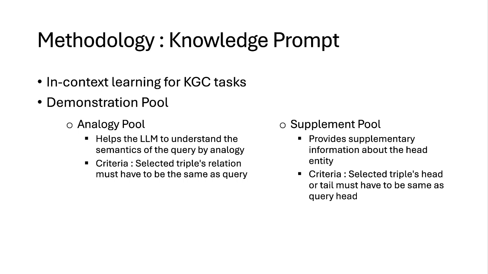Whereas the supplement pool helps the LLM by adding more information about the specific entity present in the input. If the input is X, whether the head entity or the tail entity, the supplement pool will add more information about that specific entity, so the LLM gets more information about that entity. Together, these pools help the LLM predict the candidates more accurately.